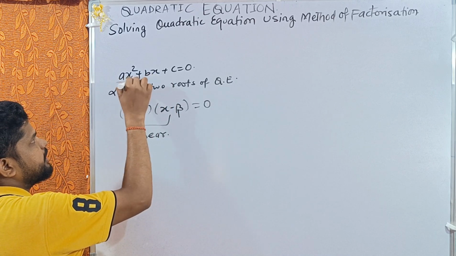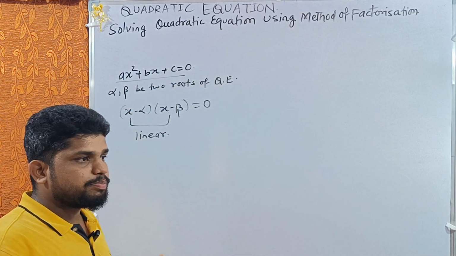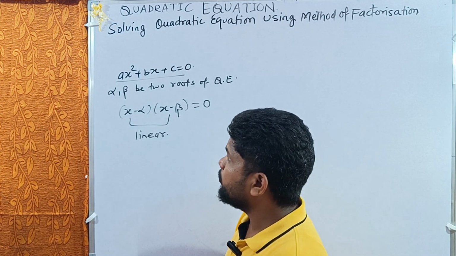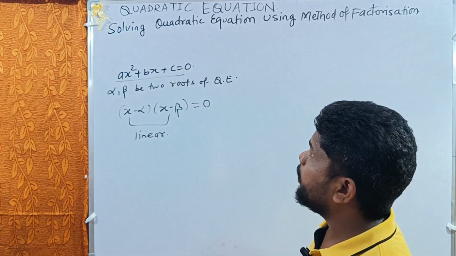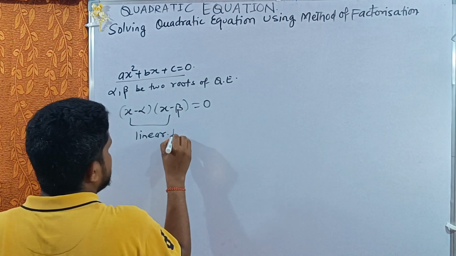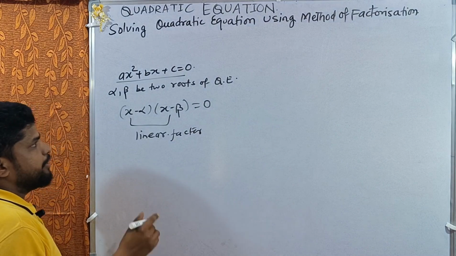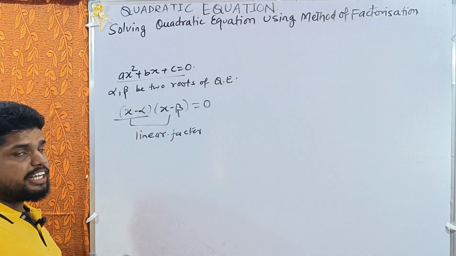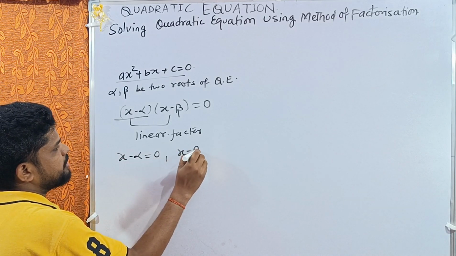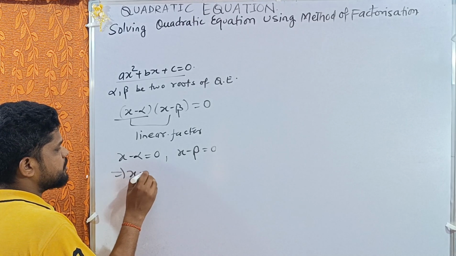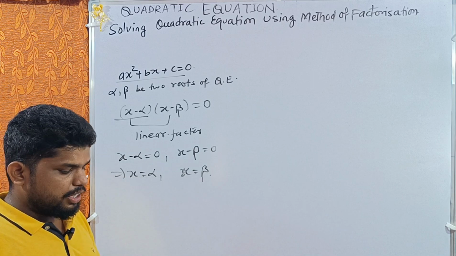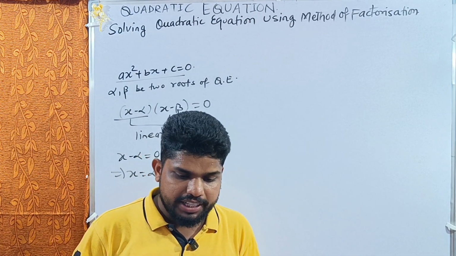So from this quadratic equation, either by using the splitting the middle term method or by using some algebraic identity, we will convert this quadratic equation into the product of linear factors. By putting these linear factors individually equal to 0, that is x minus alpha equals 0 and x minus beta equals 0, we get the value of x equals alpha and the value of x equals beta. Now let us take one example so that you understand it better.